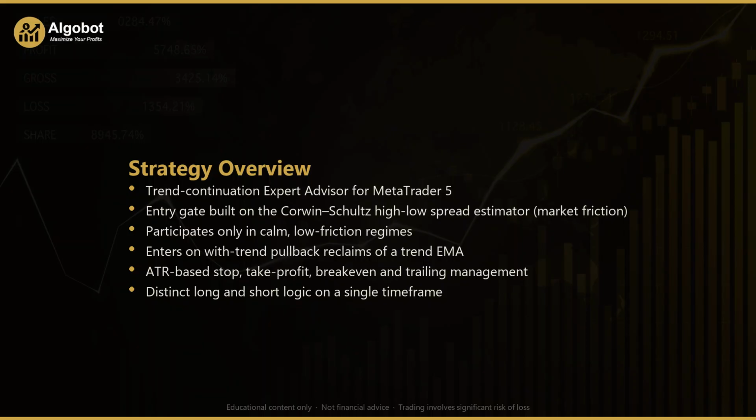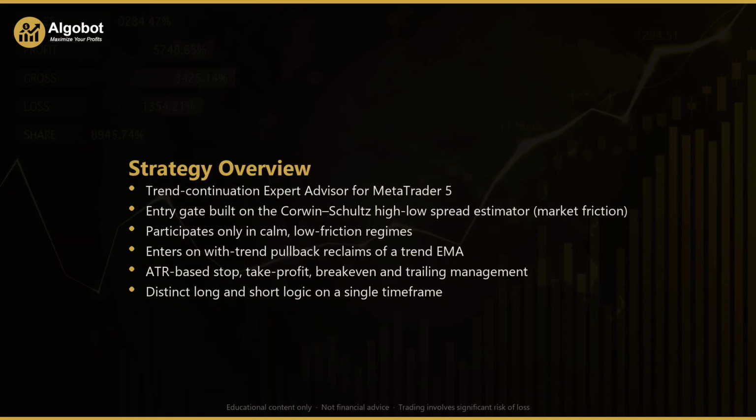It borrows a tool from academic market microstructure research, the Corwin-Schultz high-low effective spread estimator, published in the Journal of Finance in 2012. That estimator reconstructs the effective bid-ask spread, a proxy for trading friction, using nothing more than the high and low ranges of 2 consecutive candles. No volume data is needed, which makes it well suited to the decentralized foreign exchange market, where reliable volume is hard to come by. The economic idea is straightforward.